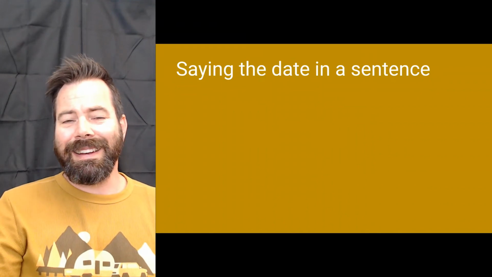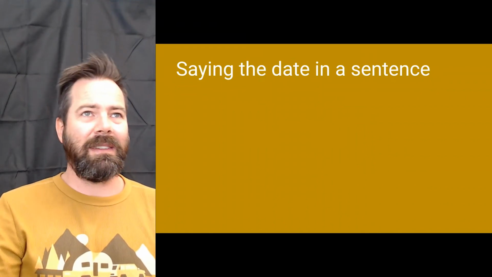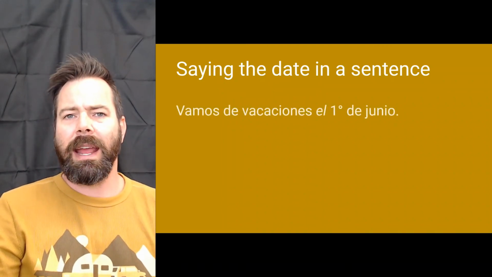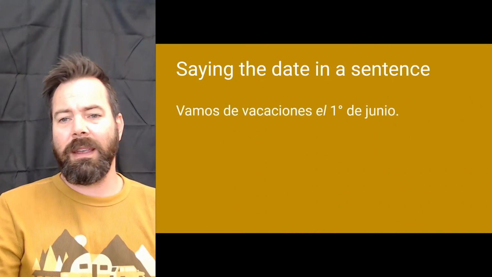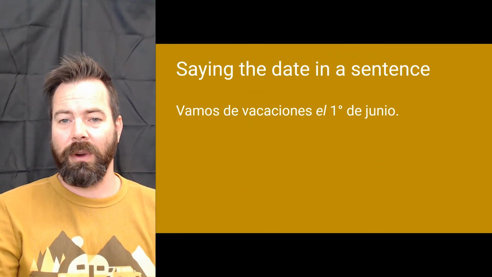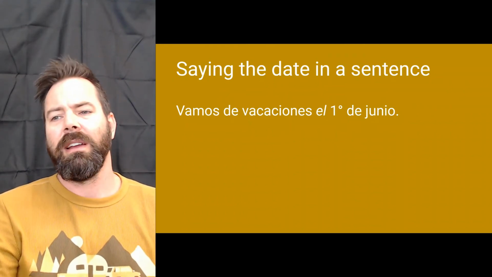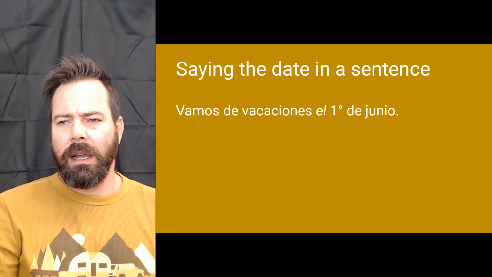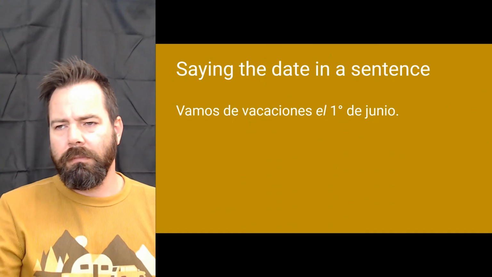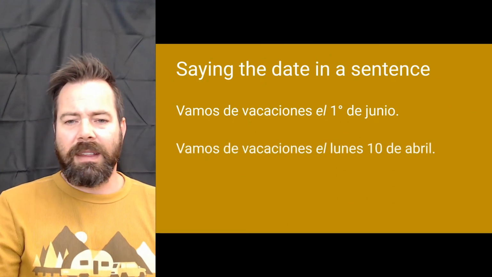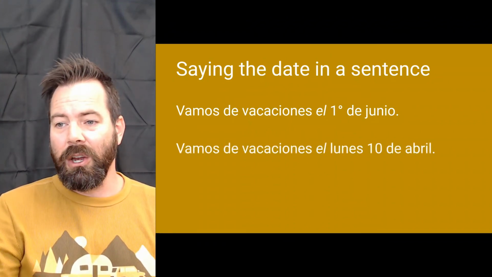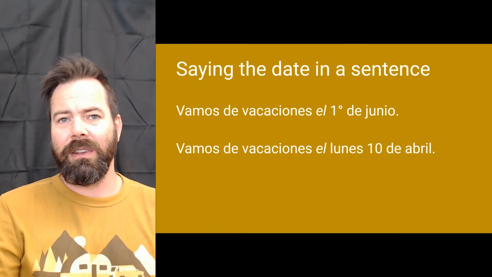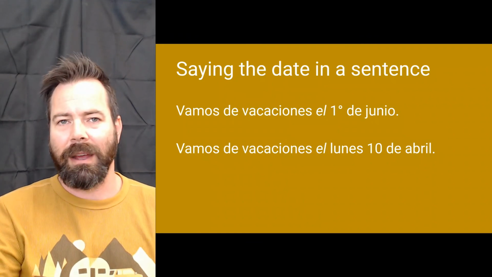When you want to say the date in a sentence, as opposed to saying today is, but just giving a date on when something happened or is going to happen, you want to add that word el. Okay, so vamos de vacaciones el 1 de junio, for example. Like we are going on vacation on June 1st. You could add the year if you want also, but you don't have to. Another example would be vamos de vacaciones el lunes 10 de abril. You could add the day of the week. You could add the year. You can add whatever information you want depending on how specific you want to be.